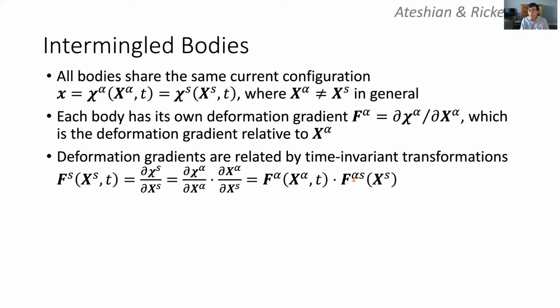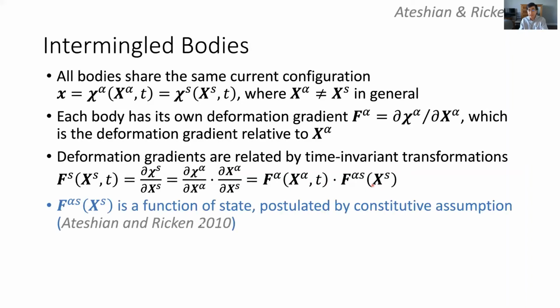It's a mapping that says what's the relation between the reference configuration of generation alpha and the reference configuration of generation S. That partial of x alpha, partial of x s is F alpha s. That's the quantity that we say is a function of state that you have to postulate by constitutive assumption. We said it in 2010, with only our understanding was that we should do it in growth mechanics.